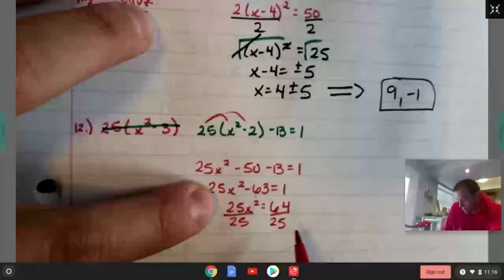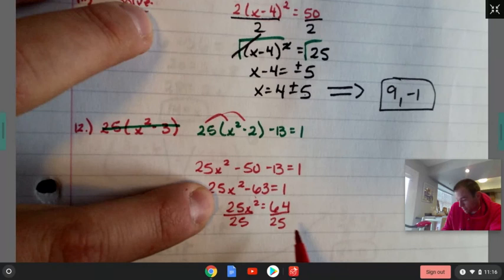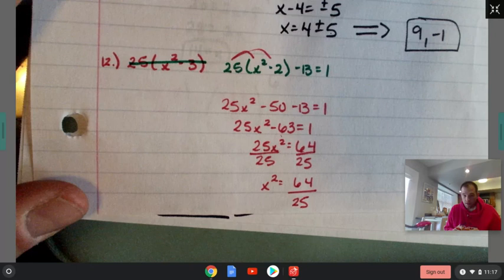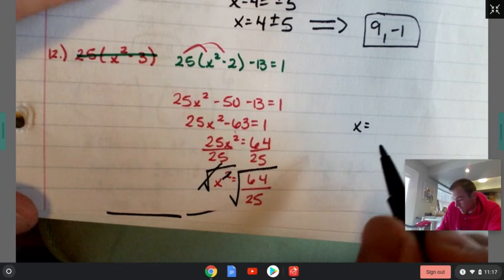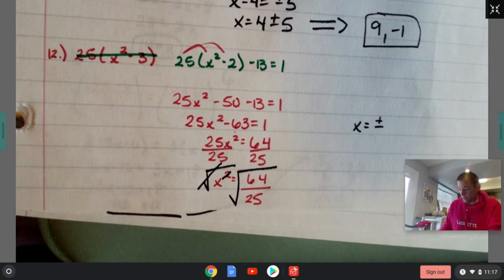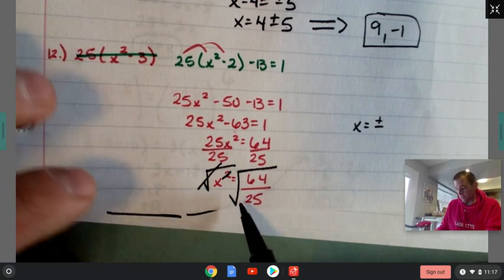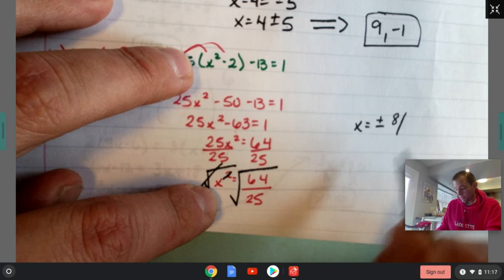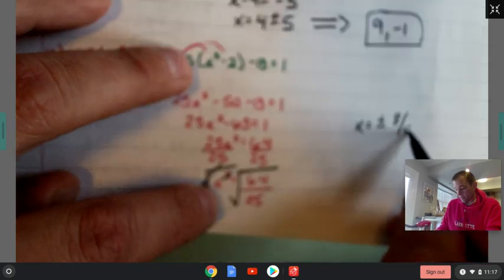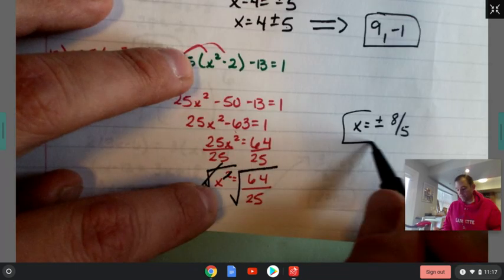So now it's x squared equals 64 over 25, which looks kind of ugly, okay? But it won't be that bad because I need to get rid of that square. So to get rid of the square, I'm going to square root it. That way those will cancel. And I'm left with x equals, I square rooted it, so it has to be plus or minus. And then just square root each separately. The square root of 64 is 8. The square root of 25 is 5. There's my answer. Plus or minus 8/5. And we're done.